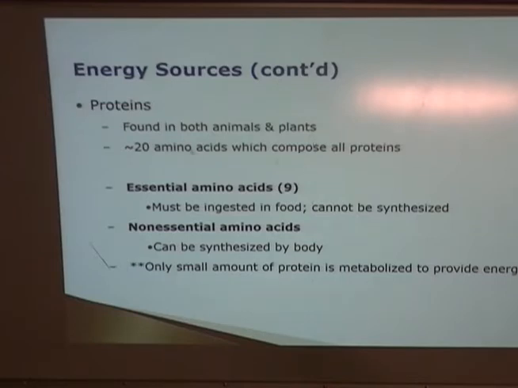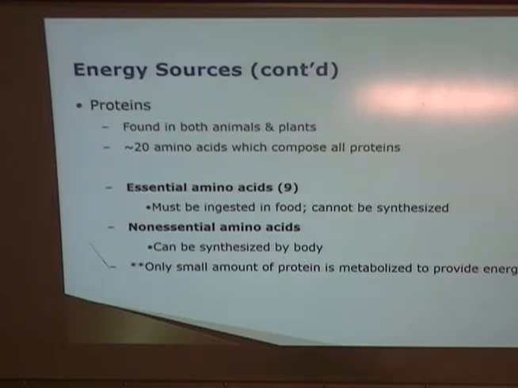So there's somewhere around 20 amino acids that are kind of Legoed together to make different proteins. Okay? Proteins act like a building block rather than an energy source. Right? We use proteins to fix things when they're broken. We use proteins to grow things if we're trying to get larger muscles. We use proteins to make hormones so that our endocrine system functions properly.